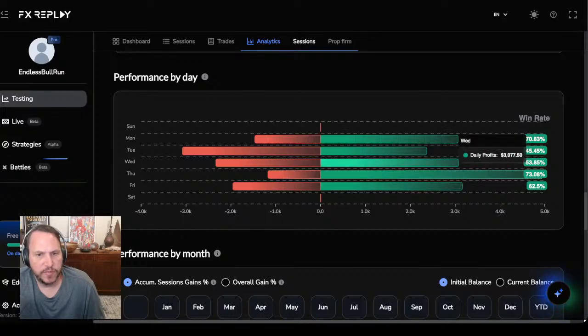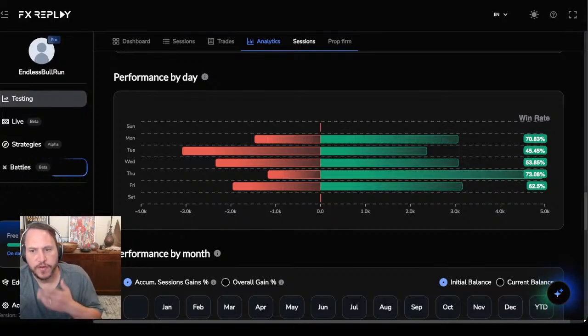Oh, that's interesting. Wednesday overall was the worst day. Thursday, by far, we cooked on Thursdays. Not that this really matters. I don't know if it really matters much.